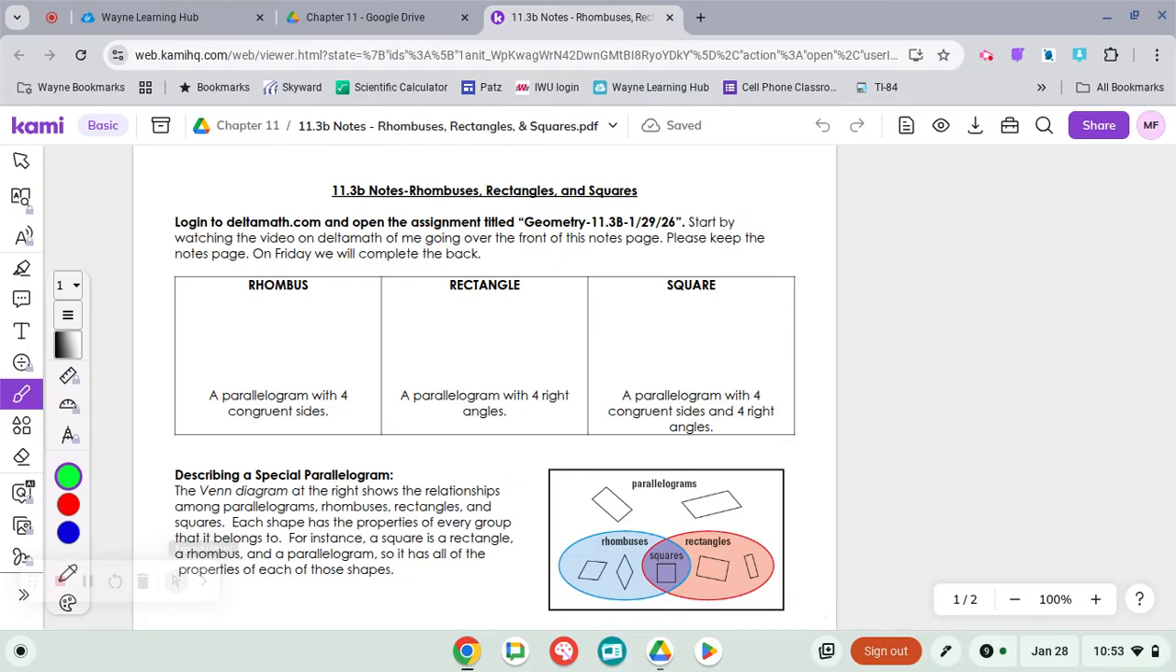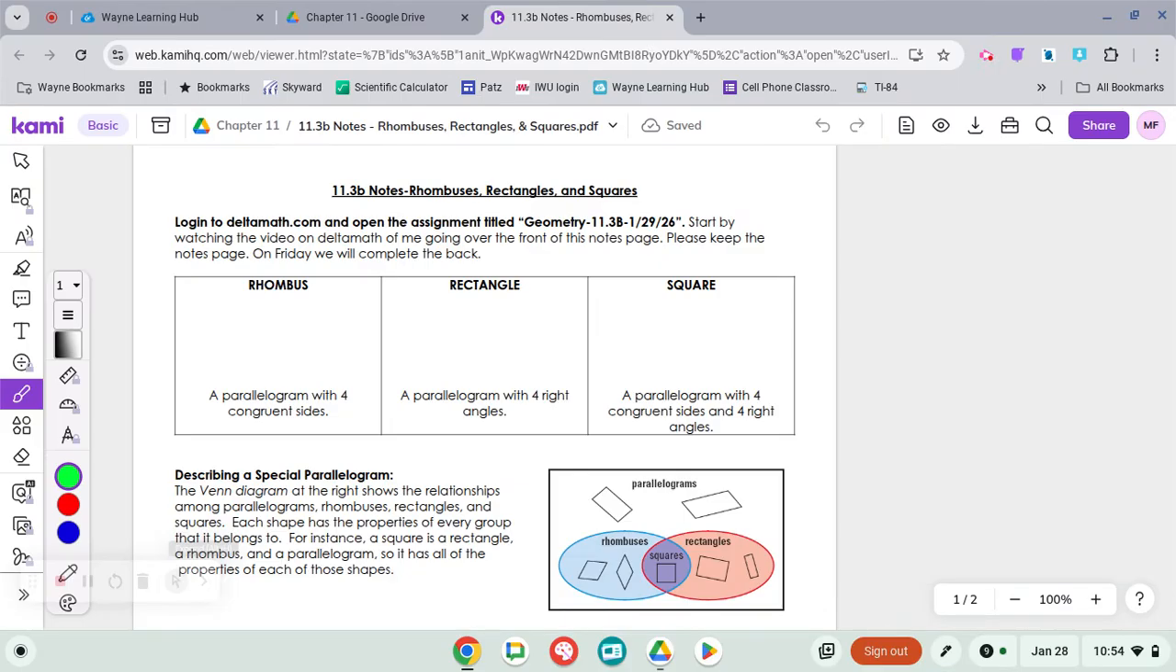Here's the plan. You should be watching this through Delta Math. If you were watching this on YouTube or somehow on a friend's computer or some other link, go into your Chromebook, sign into Delta Math. You need to watch it through Delta Math. That is how you will get the points for the video. As you watch it, the progress bar will fill in.